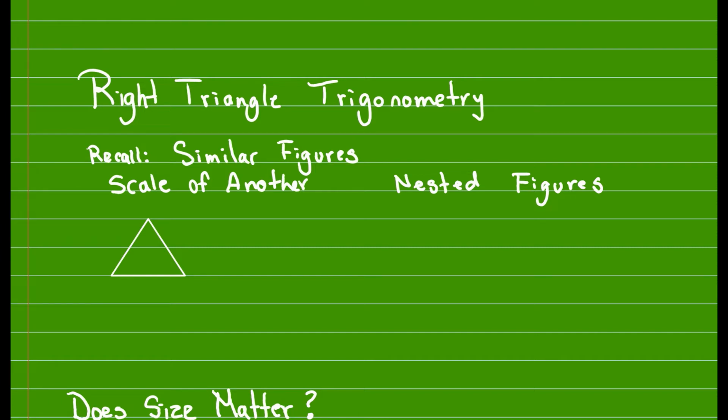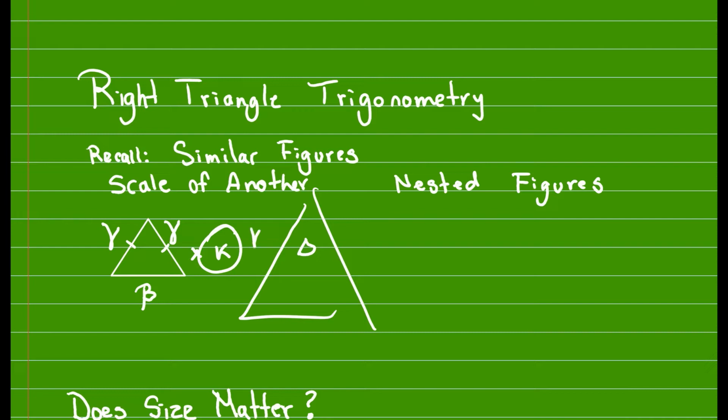Let's recall what similar figures are. And let's remember that they are just a scale of one another, all right? So if we multiply by a factor, then this figure gets smaller. If this is alpha, then this is alpha, and this is beta. If we multiply by a constant k, depending on the value of this constant k, the triangle is going to get either smaller or bigger. And these are going to become k times alpha and k times beta. So this is an example of similar figures.